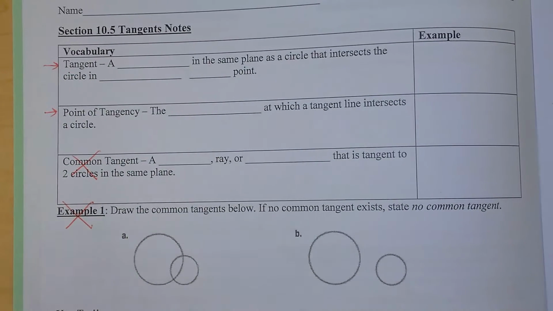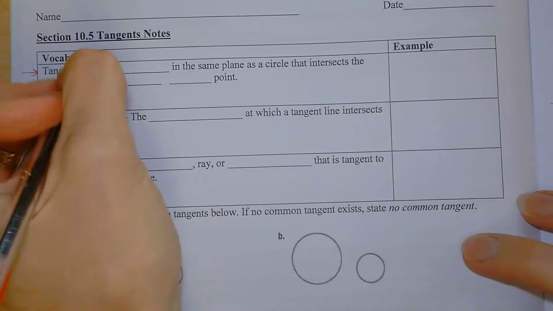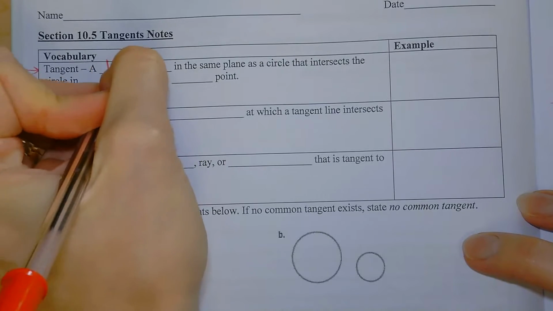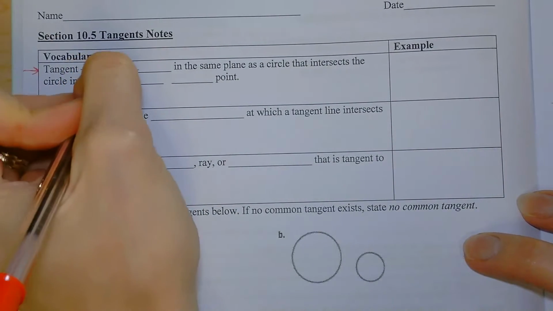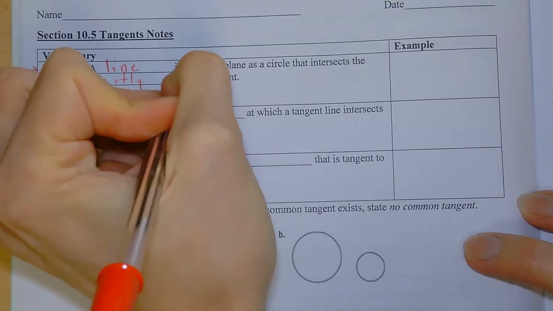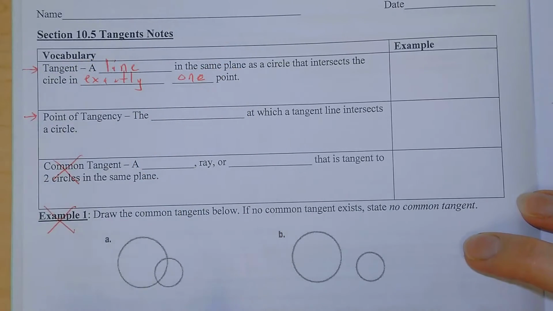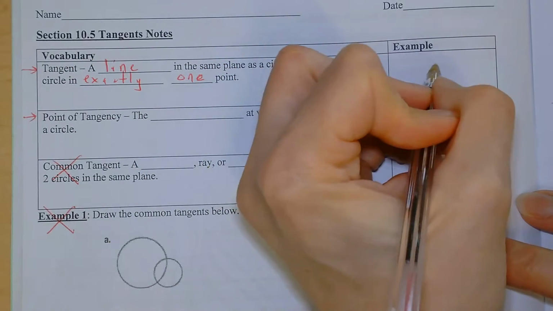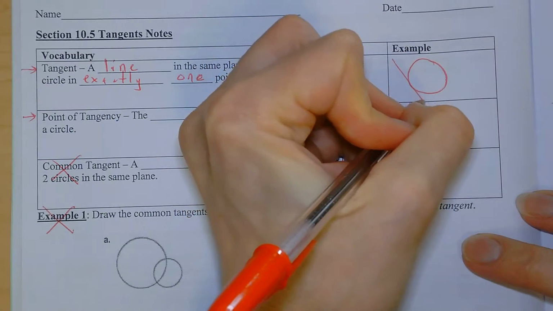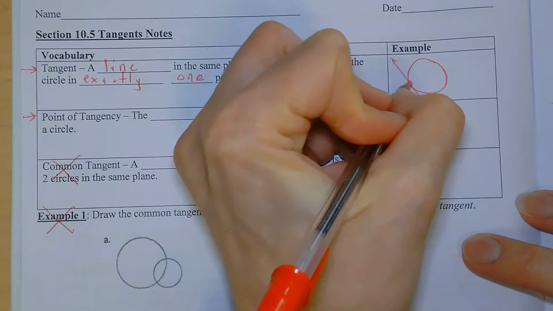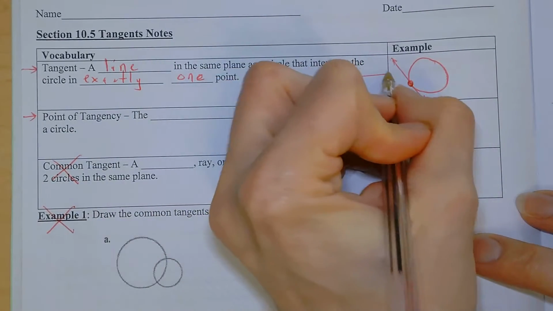So a tangent is going to be a line, and it's going to be in the same plane as the circle. So it's a line in the same plane as a circle that intersects the circle in exactly one point. Unlike a chord that intersects in 2 points because it starts and stops on a circle, a tangent hits a circle one time, so it stays on the outside of the circle instead of ever going on the interior. So this is called a tangent line right here.